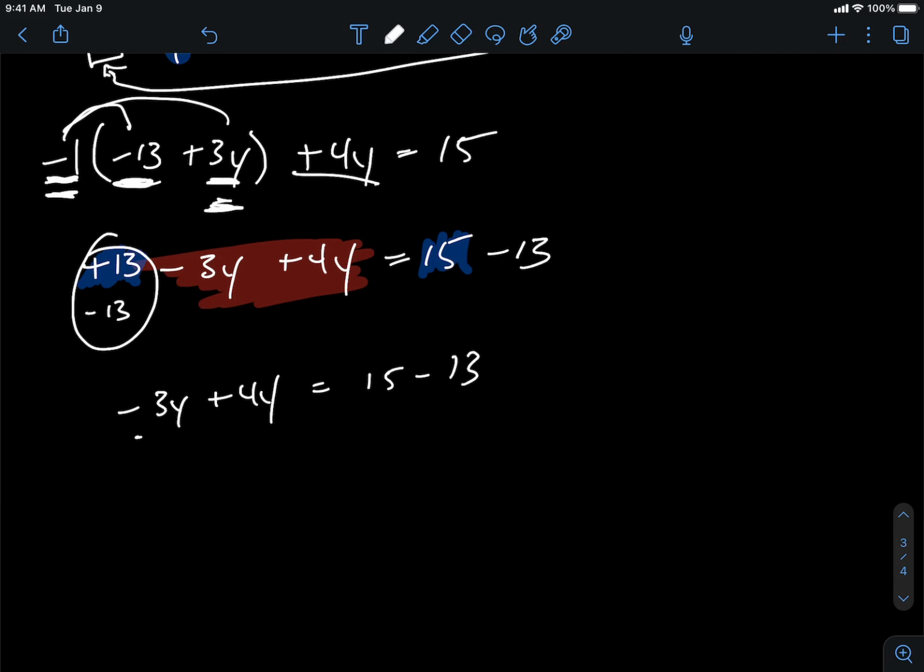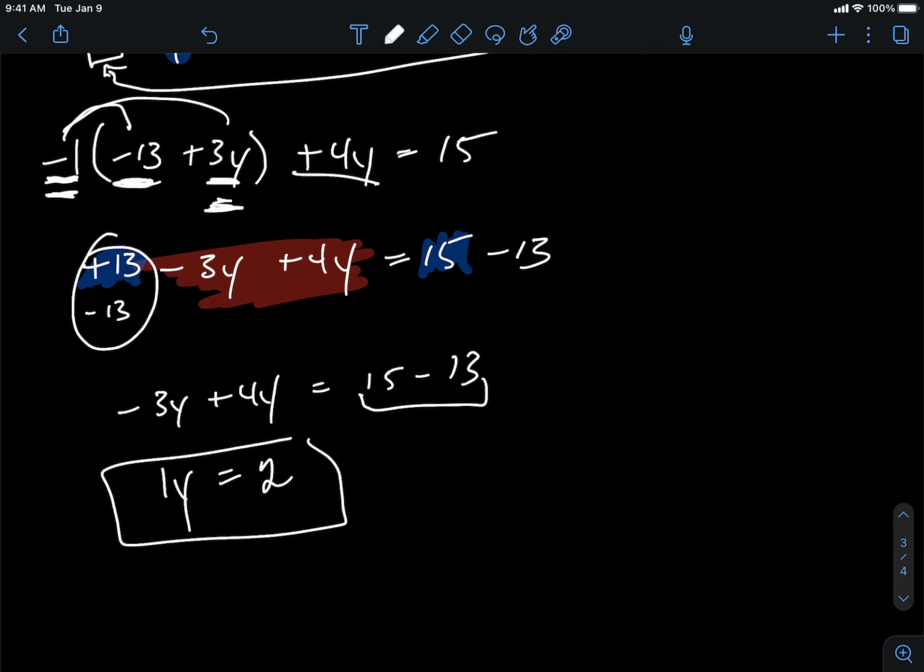Well, when I do the math on this, negative 3 plus 4 is going to be 1y is equal to 15 minus 13, 2. Is that okay?